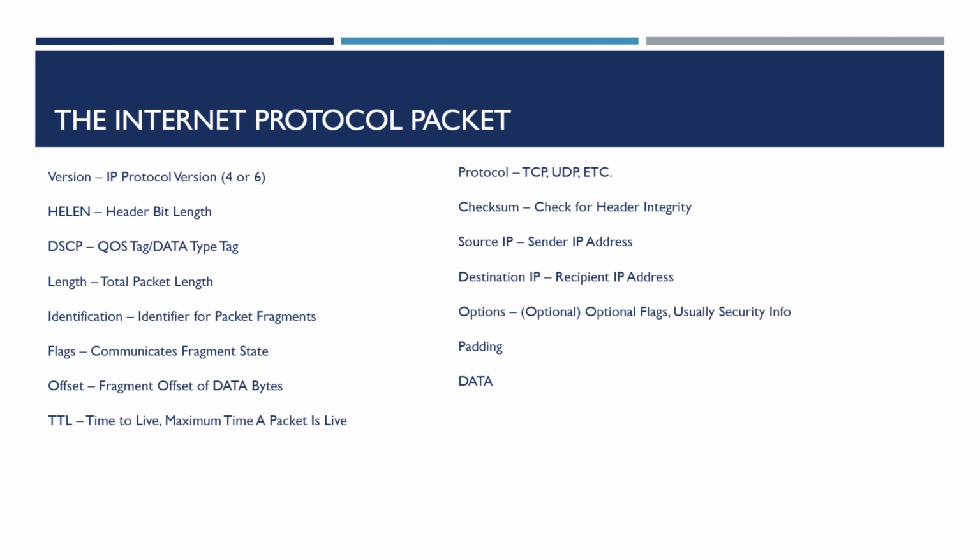Options, this is an optional flag piece of data. Usually it's used for security info, maybe timestamps for packets, to make sure a packet hasn't aged in transit, or is being maybe tampered with. It is an optional flag though, so only used in certain cases. Padding is added to ensure the header is a multiple of 32 bits. The IP header at this layer has to be a multiple of 32 bits. Data is the layer 4 data segment, the actual data inside the packet at layer 4.